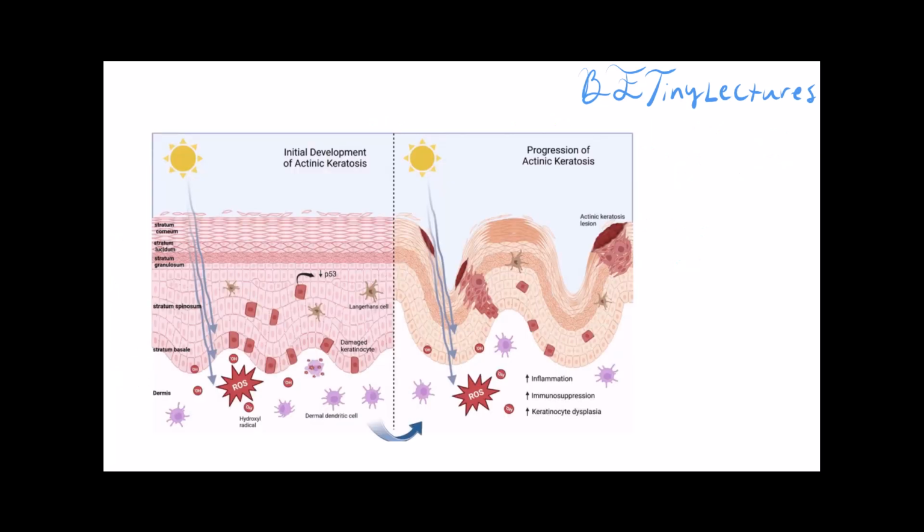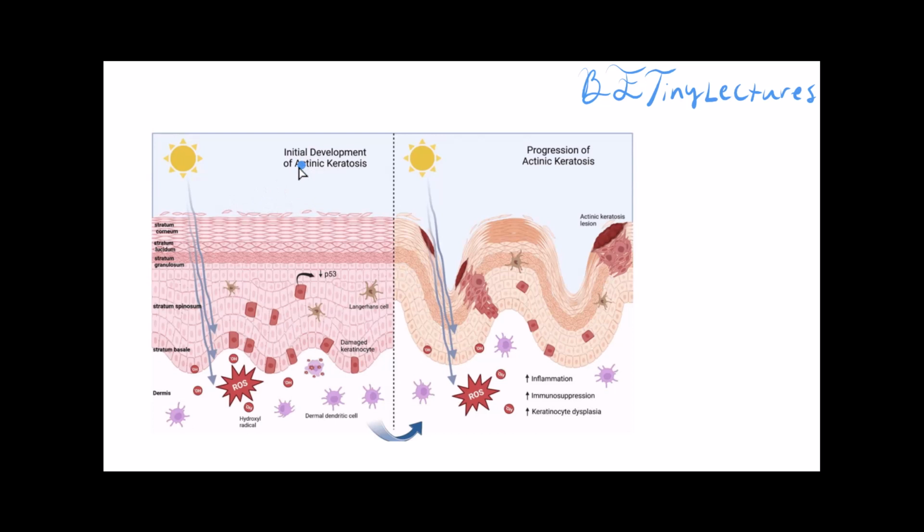Moving on, we're going to be talking about actinic keratosis. That is one of the most common skin conditions that a dermatologist looks at. About 1 in 7 people who consult with a dermatologist are consulting about actinic keratosis. And again, this skin condition forms because of chronic exposure to UV radiation.